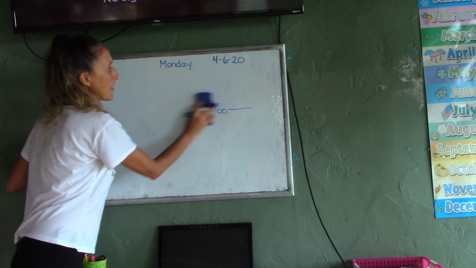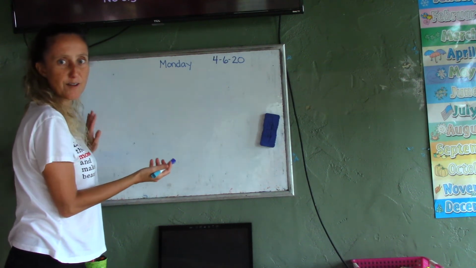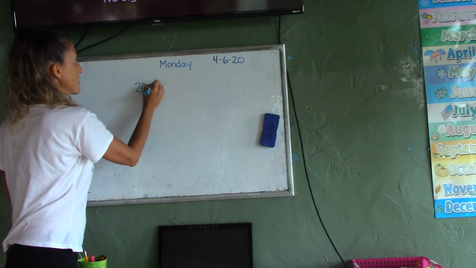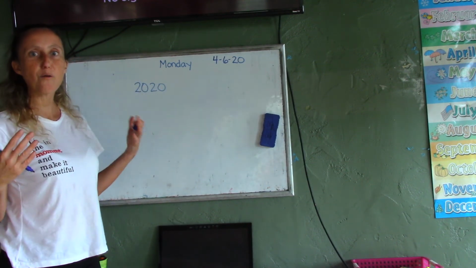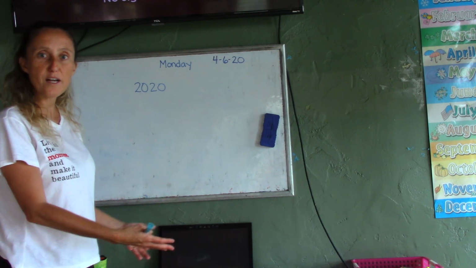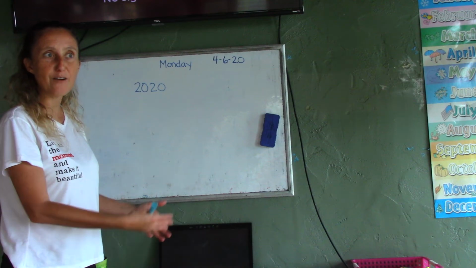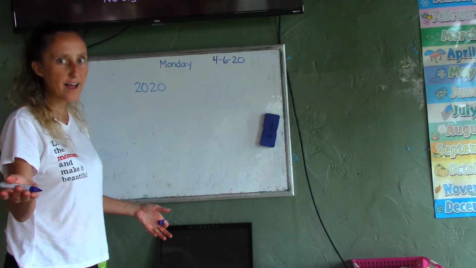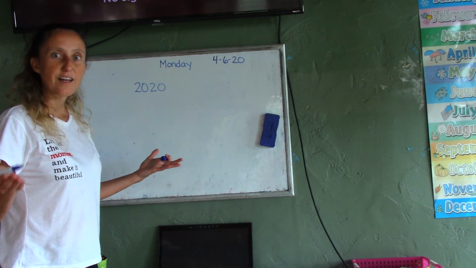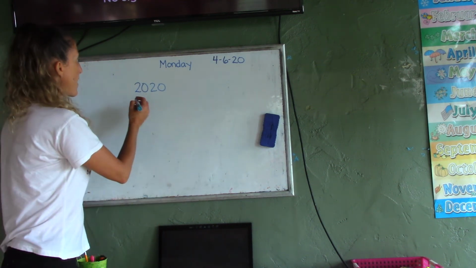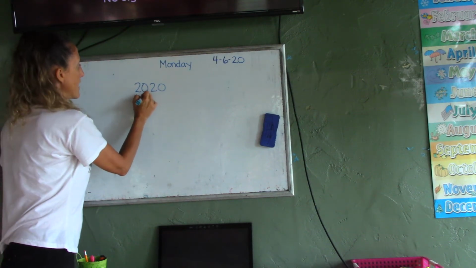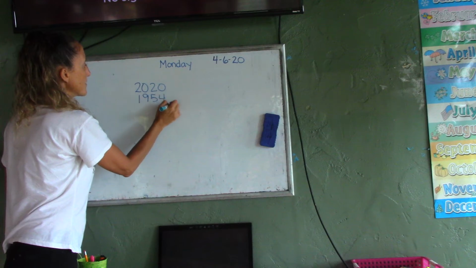What is our year right now? We talked about that in the calendar. Our year right now is 2020, right? Our year is 2020. And I want to know how old she is now. And I know she's born in 1954, so what would I do to find out how old she is? Would I add, subtract, multiply, divide? What would I do? I would subtract, right? So I would do the year it is now, and subtract the year she was born.